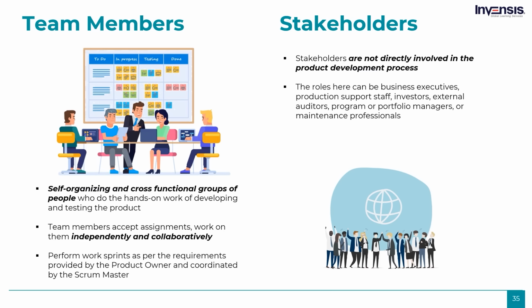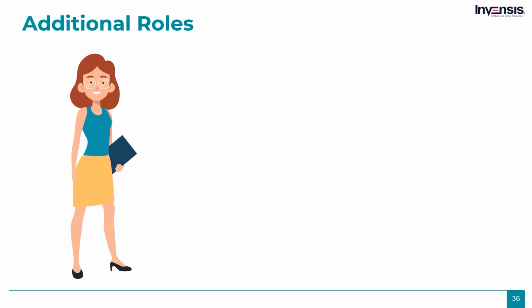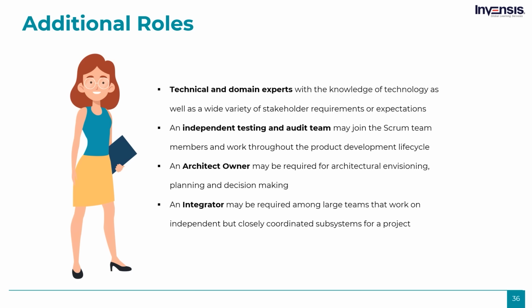The stakeholders should be kept up to date on the product and sprint goals. Also, the input from stakeholders is key to direct the progress of the project in different directions to align product development with business goals. Apart from these typical roles, large enterprises working on large projects may include more roles into the Agile teams, which include technical and domain experts with the knowledge of technology as well as a wide variety of stakeholder requirements or expectations. An independent testing and audit team, working in parallel that validates their work throughout the lifecycle. Also, at times an architect owner may be required for architectural envisioning, planning, and decision making.